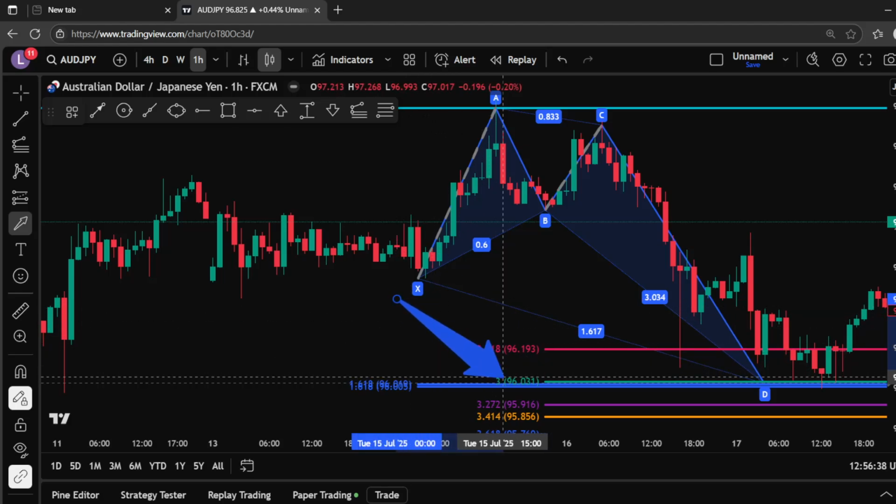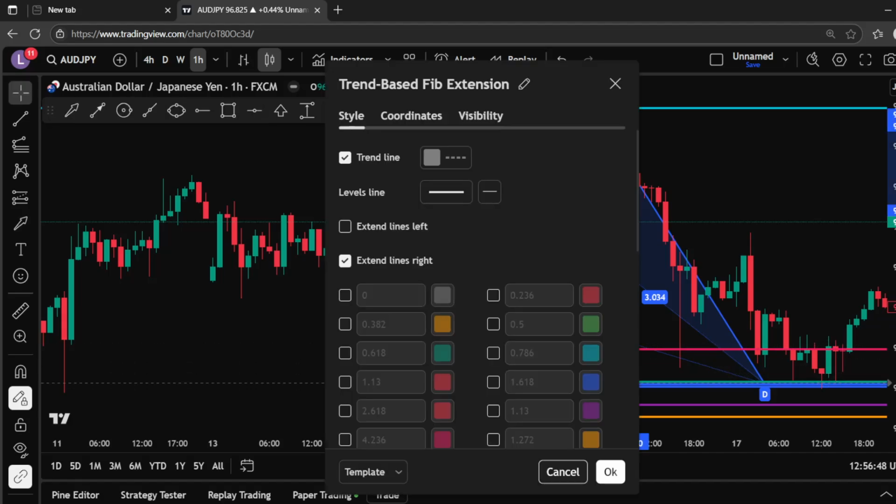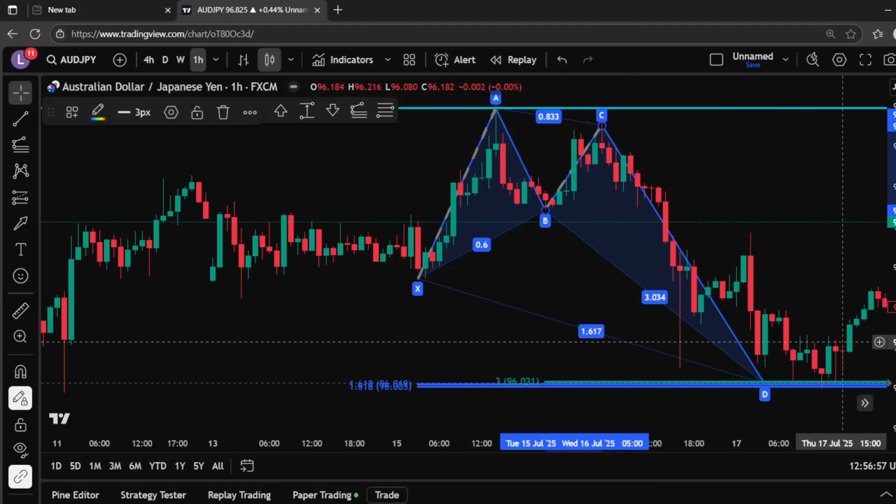So right there, this 3 here. Okay, so this 3 is the number that formed before the 1.618. So the rest of the numbers we can get rid of. We don't need them. Okay. All right.